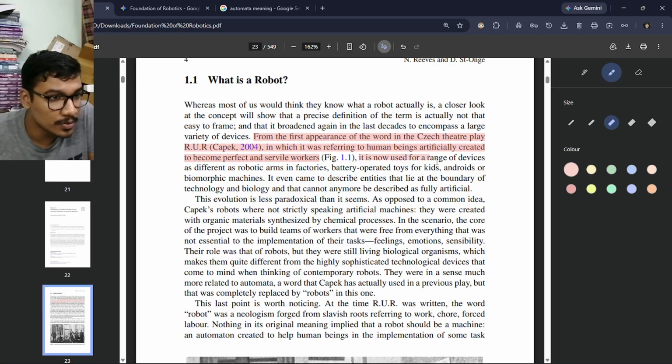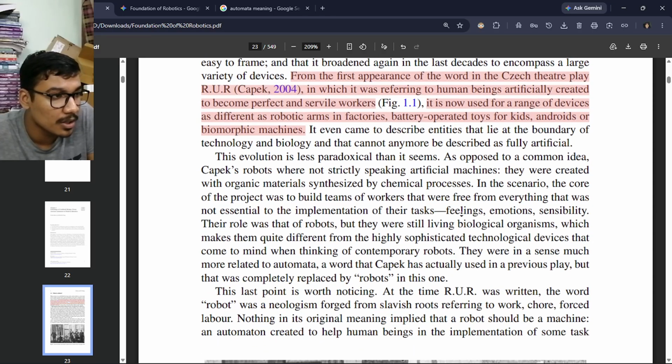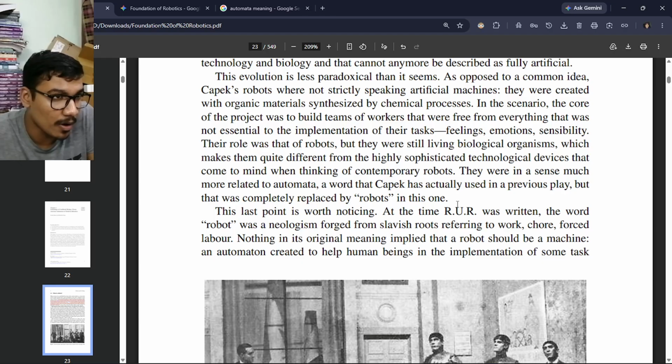It is now used in a range of devices at different robotic arms factories. It even came to describe identities that lie at the boundary of technology and biology and that cannot be described as fully artificial anymore. This evolution is less paradoxical than it seems. As opposed to a common idea, Capek's robots were not strictly speaking artificial machines. They were created with organic materials synthesized by a chemical process.